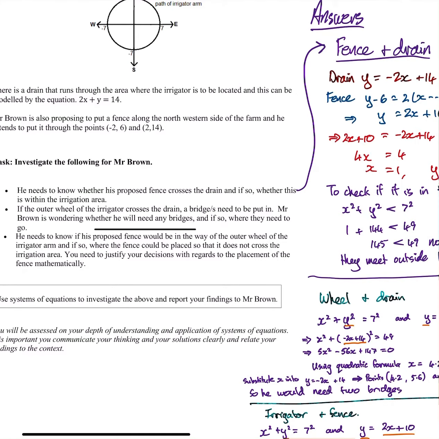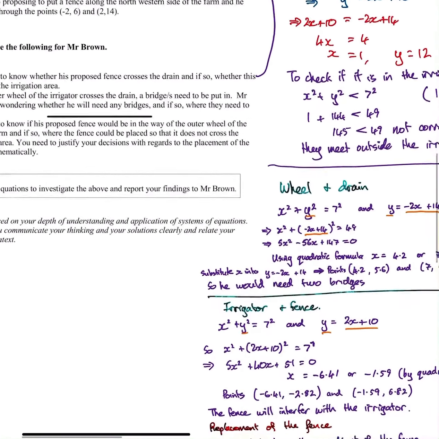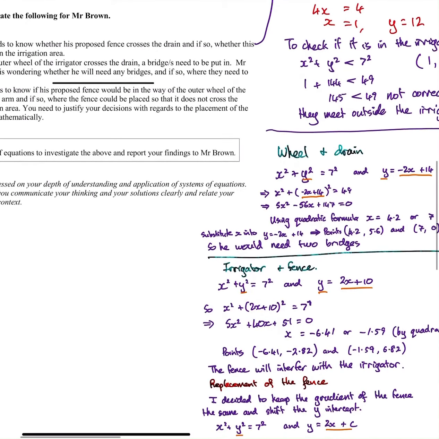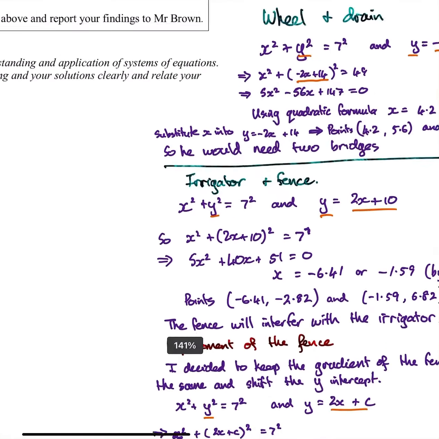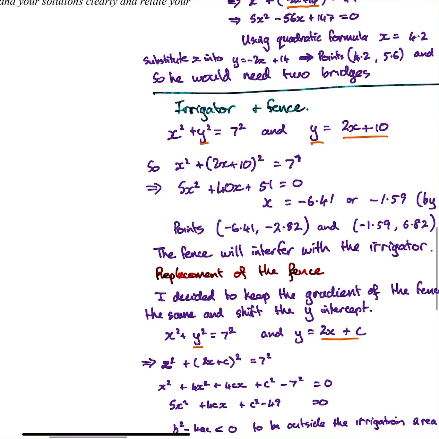And so we just use the fence and the irrigator one, and we find that the fence will interfere with the irrigator. So we're going to have to replace the fence. We have to move it. I decided to keep the gradient of the fence the same and just shift the y-intercept.